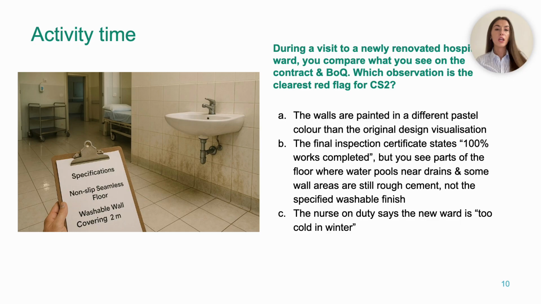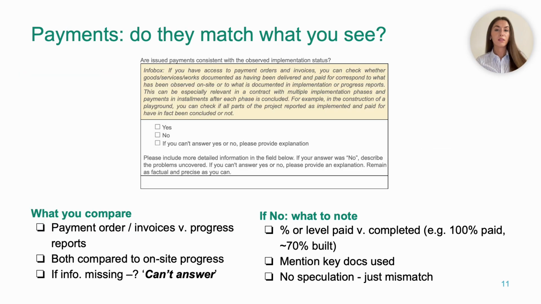The key message that we want to give the monitors here is, corruption scheme 2 is not only about roads and playgrounds. Anytime the paper says fully completed and paid, but important technical features are missing or defective, especially in sensitive places like a hospital, you are looking at a serious corruption scheme 2 red flag.